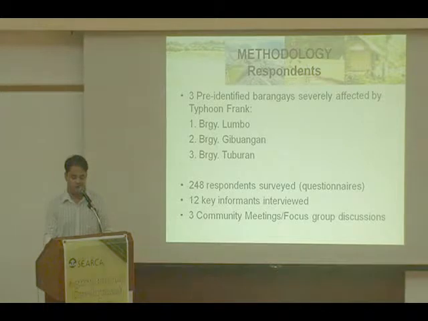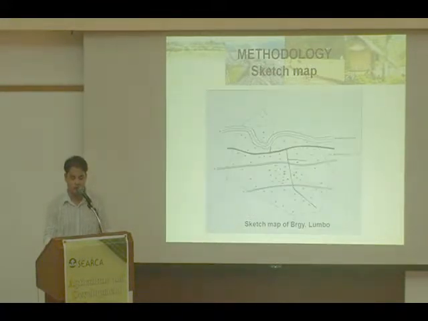So there were 248 respondents surveyed using questionnaires. I also used some qualitative methodologies wherein there were key informants. There were also community meetings conducted as well as focus group discussions. So we had transect maps because we could not have access to the maps of the barangay. So we had transects and we were able to come up with this sketch map.